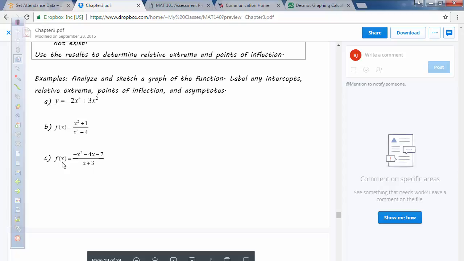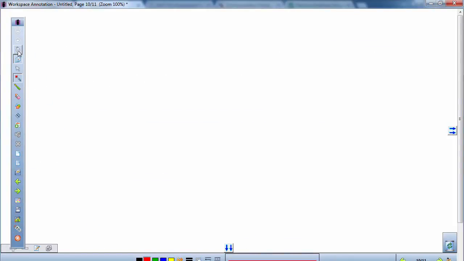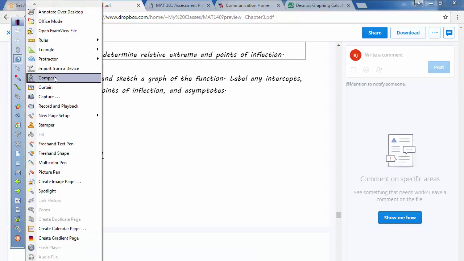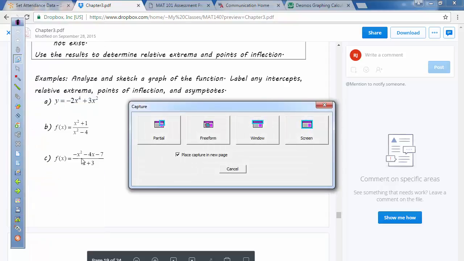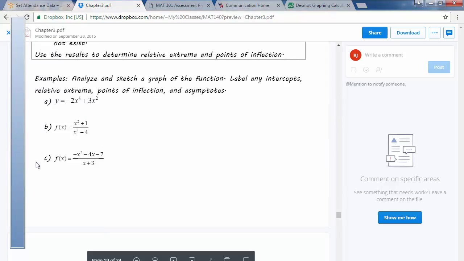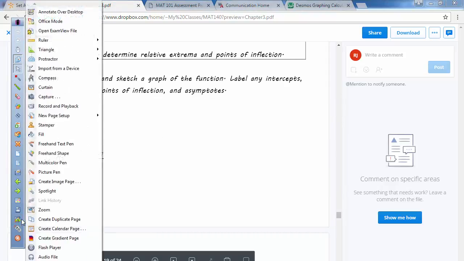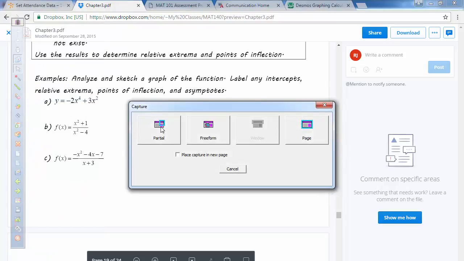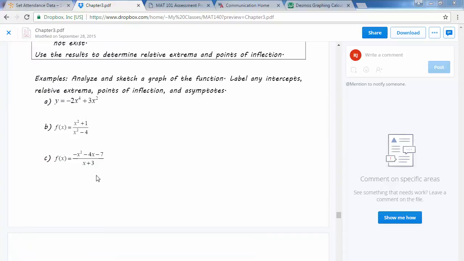All right, we got f of x equals minus x squared minus 4x minus 7 all over x plus 3. I'll let you work on it a little bit. Now this function is different, and one of the first things we should probably consider is what? It's going to have asymptotes. Very good. Okay, the asymptote's going to be where? At x equals negative 3. So I would draw that in my graph first.